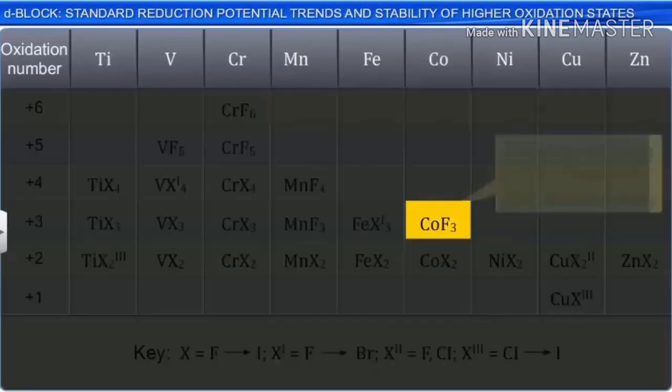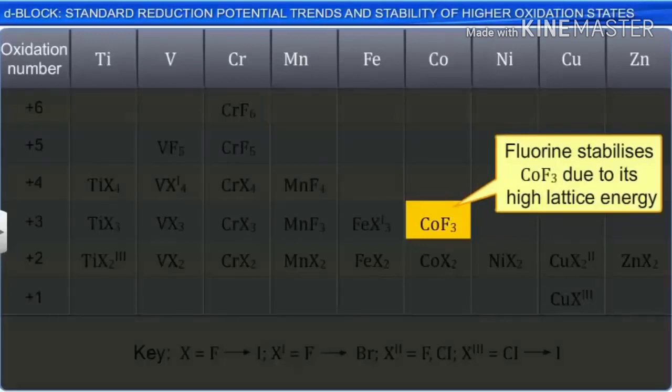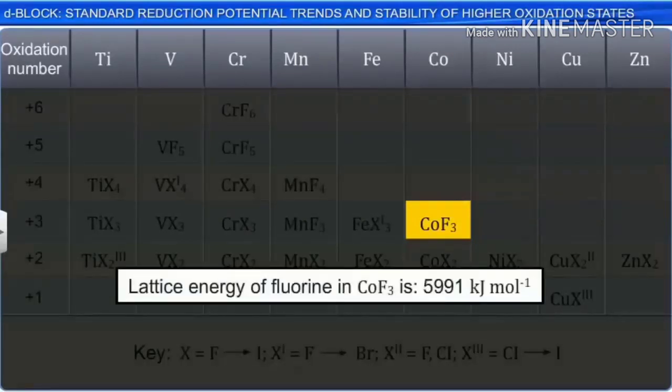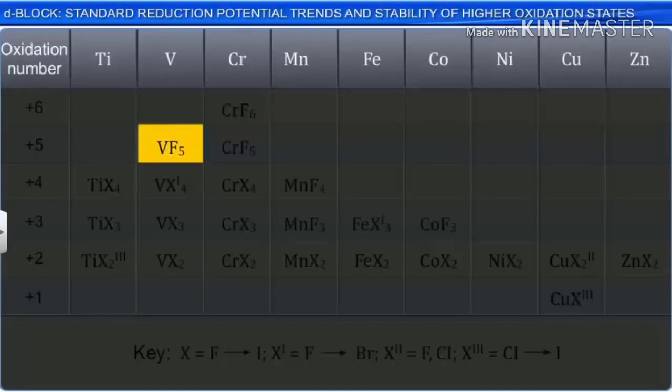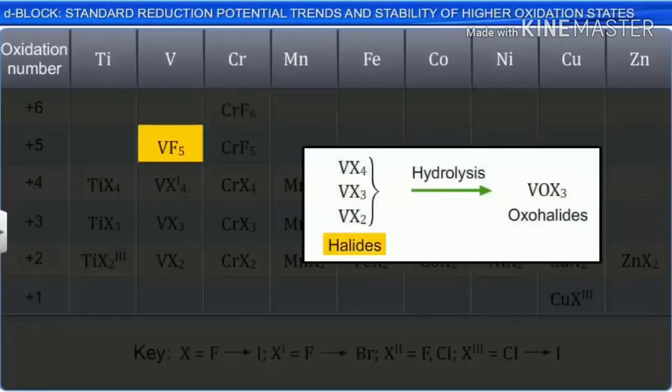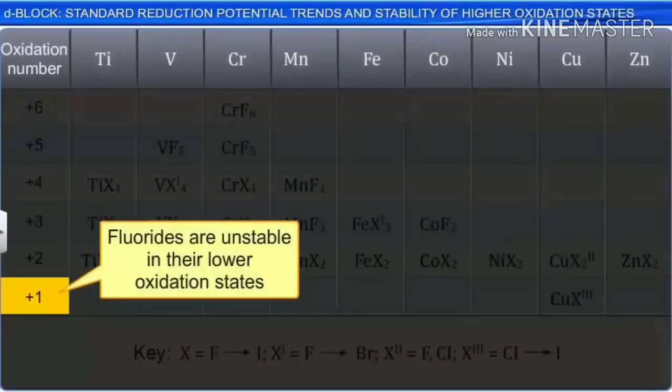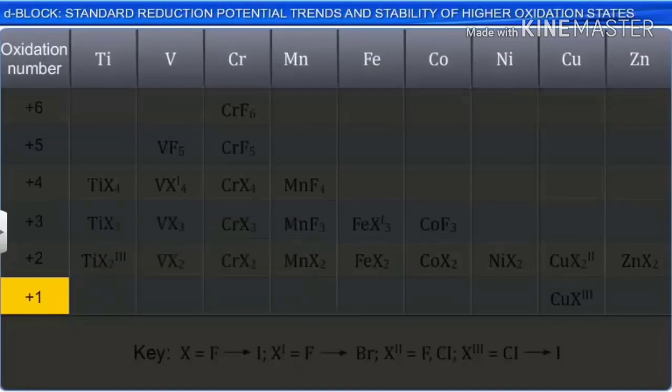Fluorine stabilizes higher oxidation states either because of its higher lattice energy, as in the case of cobalt trifluoride, or higher bond enthalpy, as in the case of vanadium pentafluoride or chromium hexafluoride. Thus, vanadium pentafluoride is stable, while the other halides undergo hydrolysis to give oxohalides of the type VOX3. Fluorides are unstable in their lower oxidation states, and, therefore, chlorides, bromides, and iodides exist in +2 oxidation state, while fluorides do not.